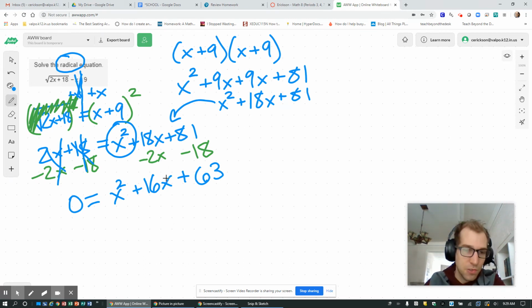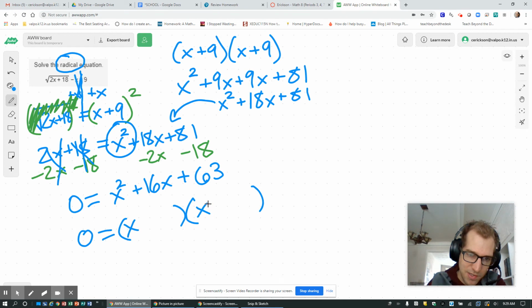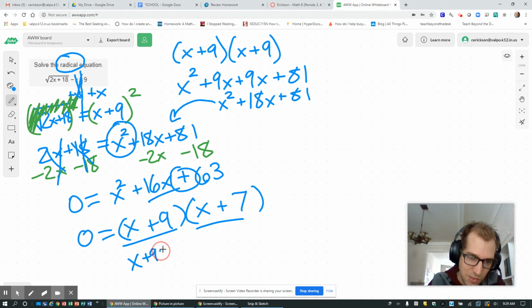All right, from there, now we can see maybe we can factor it. If we can't, we'd have to use the quadratic formula, but let's try factoring it first. In this case, we're going to have an x and an x, and then we want factors of 63 that, because it's positive, would add to that 16. So I'm thinking 9 times 7. 9 times 7 is 63, and 9 plus 7 is 16. Okay, so we got those two things. To solve it, we set each of those equal to 0. That means x is equal to -9 and x is equal to -7.